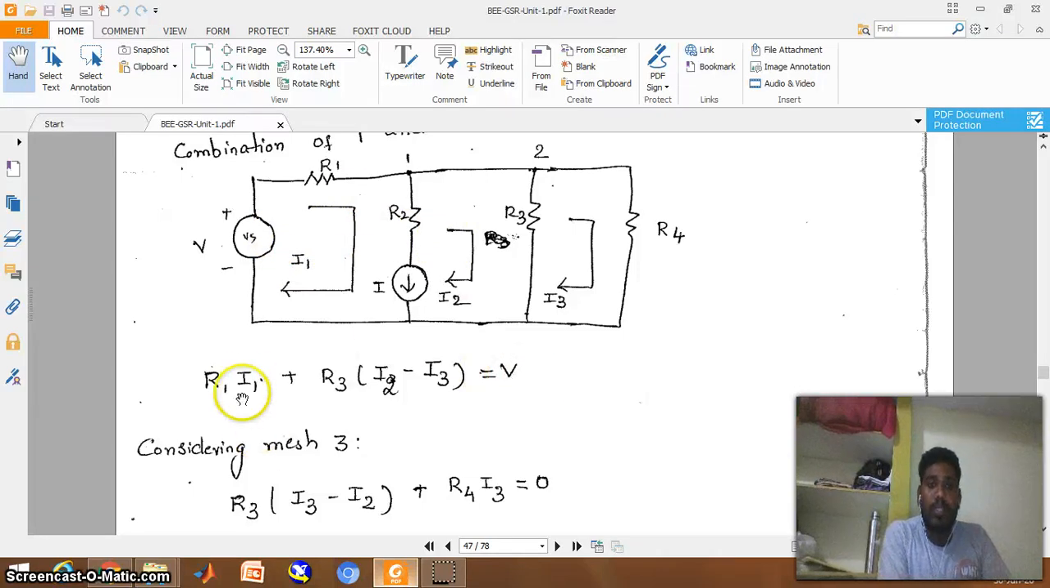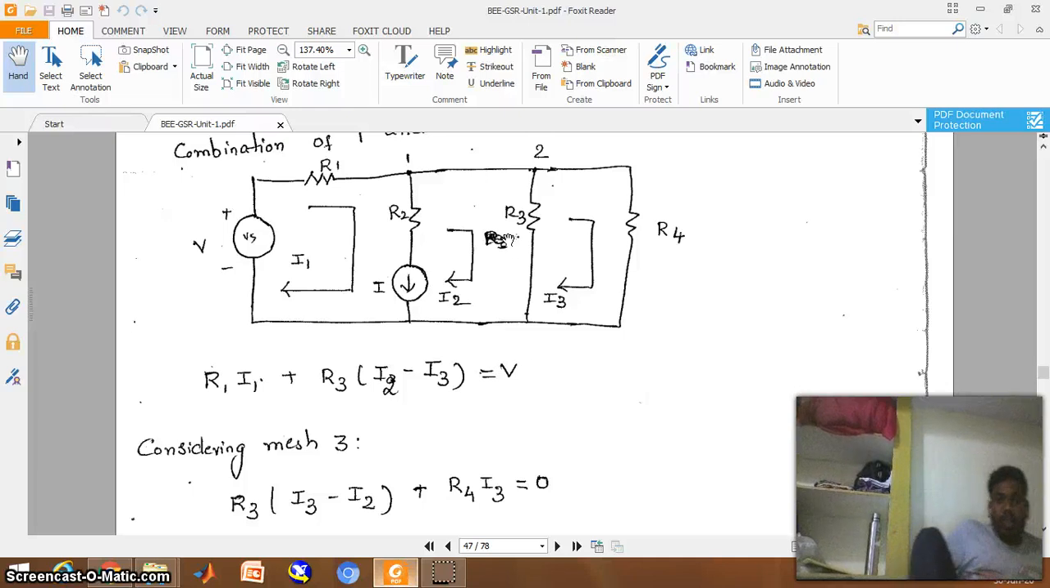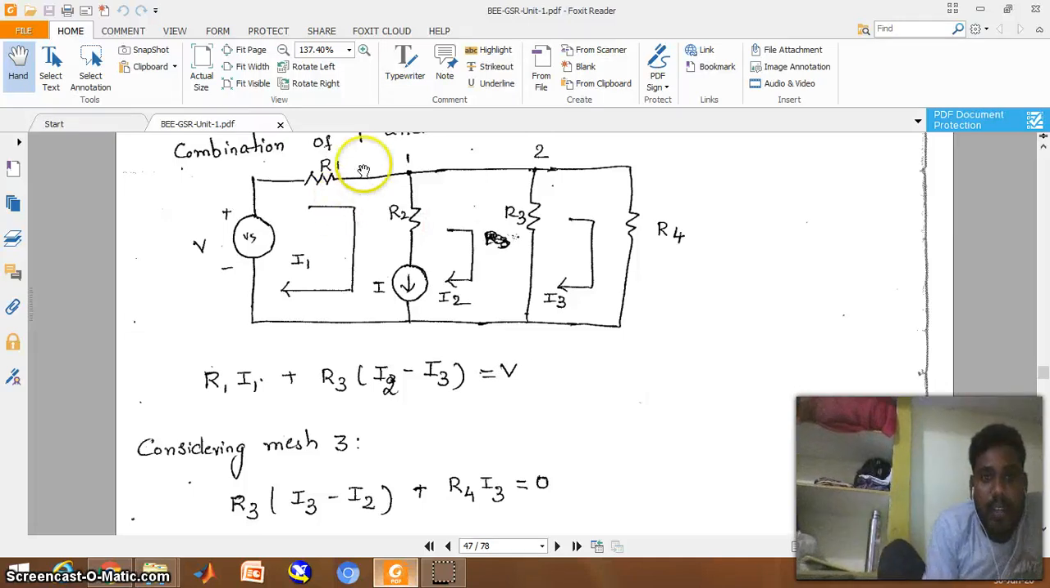The sum of voltage drops means the voltage drop across R1 plus the voltage drop across R3. The voltage drop across R1 is the current through R1 times the resistance R1, so I1 into R1. Plus the current through R3 is I2 minus I3, because in the upward direction it is I2 and in the downward direction it is I3, and the net direction is the I2 direction. That's the reason the net current is I2 minus I3. So the voltage drop across R3 is R3 into I2 minus I3. So that is equal to V.